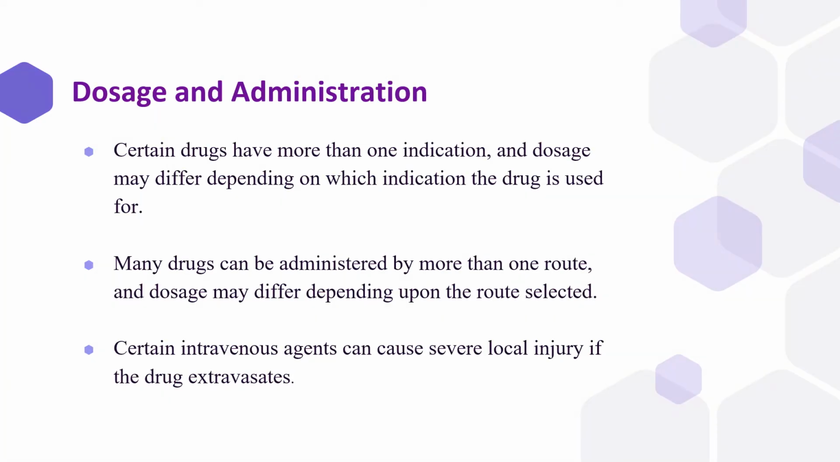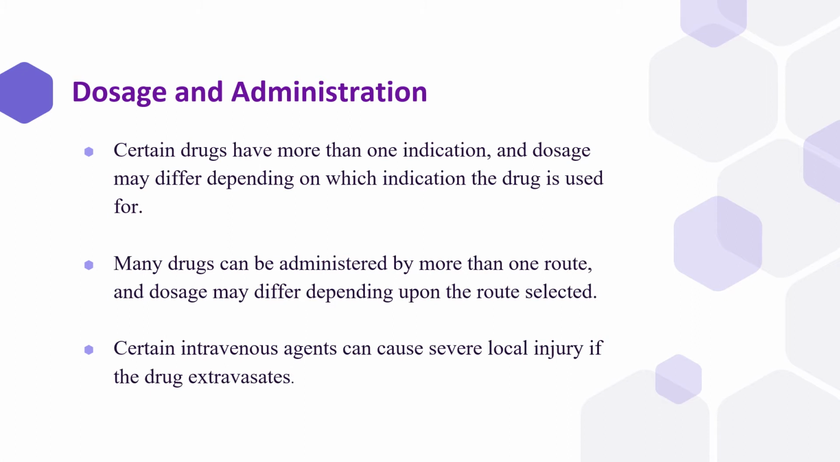Next would be the dosage and administration. Certain drugs have more than one indication, and dosage may differ depending on which indication the drug is used for. Aspirin, for example, is given in low doses to relieve pain, and in high doses to suppress inflammation.